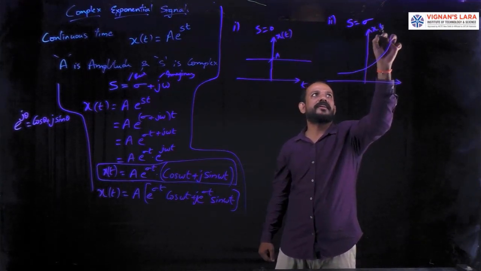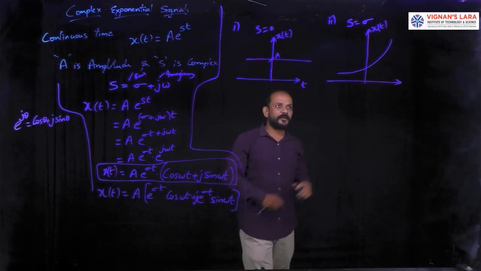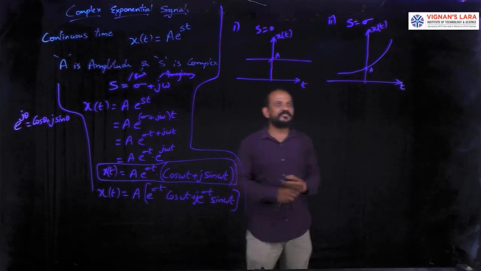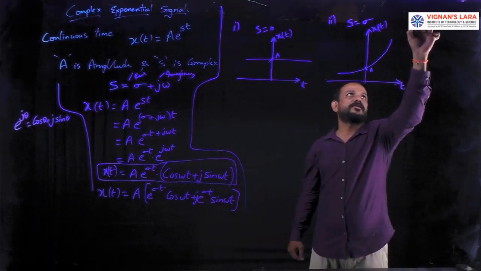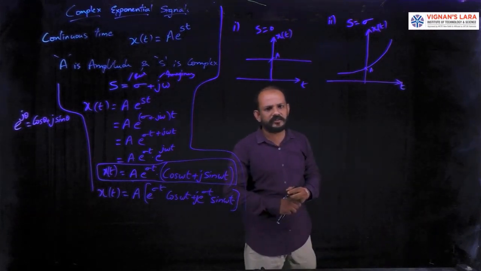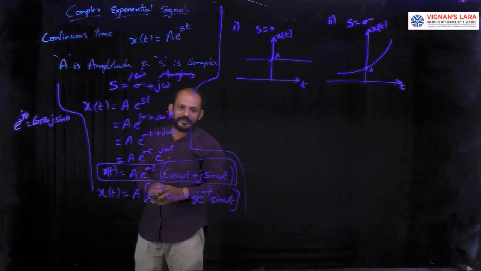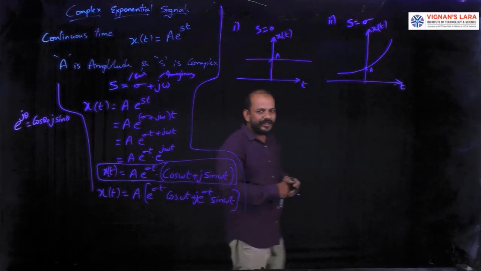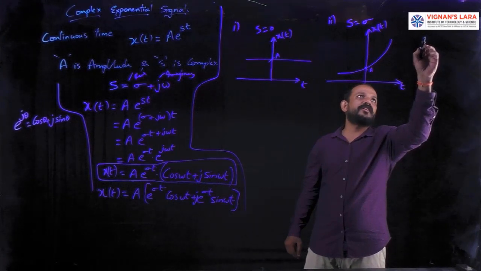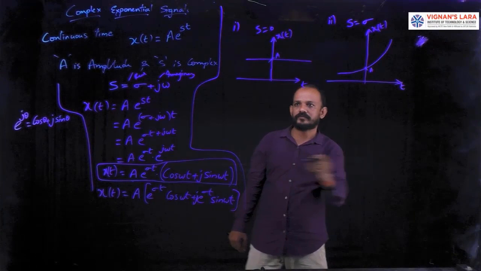So the signal x of t, where s equals sigma, is a growing exponential, and this is the value of a. This is the value of t. Now the last case, the third one. The sigma value is negative, it is less than 0. Then that is minus. So where is the value of s for the third case? I am writing it right here.